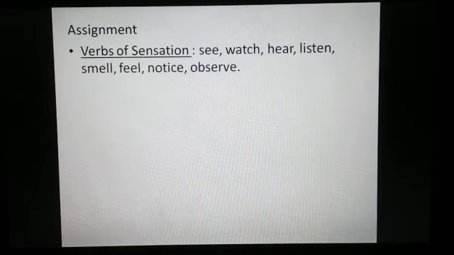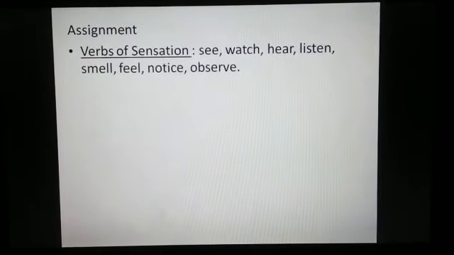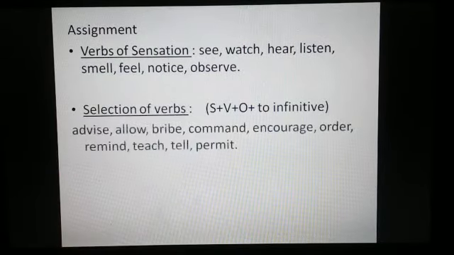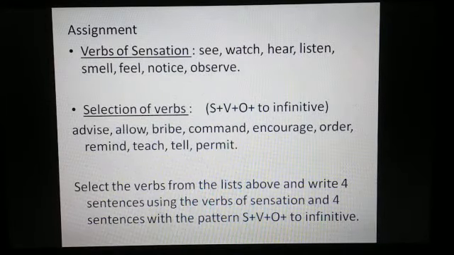Now let us move on to the assignment. First of all, I have given you a list of the verbs. Here is a list of the verbs of sensation and a selection of verbs for the pattern subject, verb, object plus to infinitive. Here you have these two lists and a question. Select the verbs from the lists above and write 4 sentences using the verbs of sensation and 4 sentences with the pattern subject, verb, object plus to infinitive.